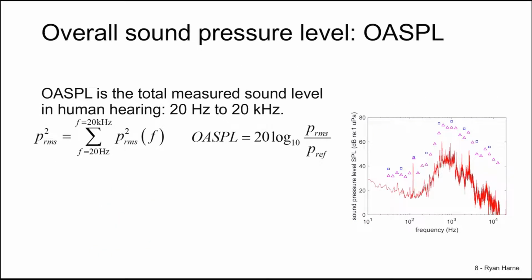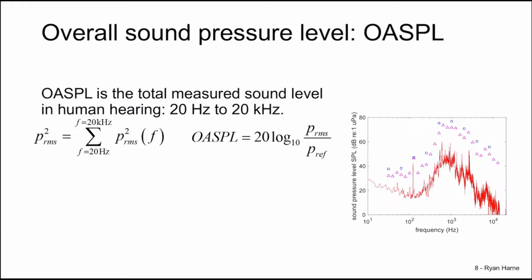The overall sound pressure level, sometimes written as OASPL, is a very common way of reporting the overall sound from 20 Hz to 20 kHz. In other words, over the range of human hearing. The way to calculate OASPL is similar to what we've seen with the octave bands, but now we simply sum over the entire frequency range.